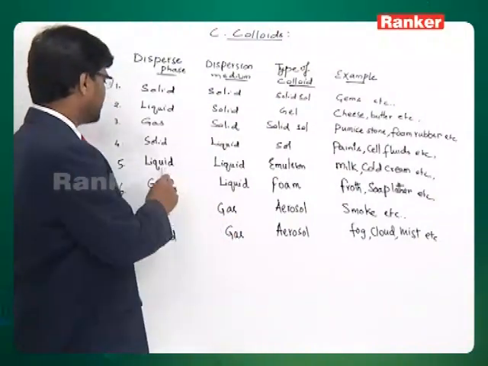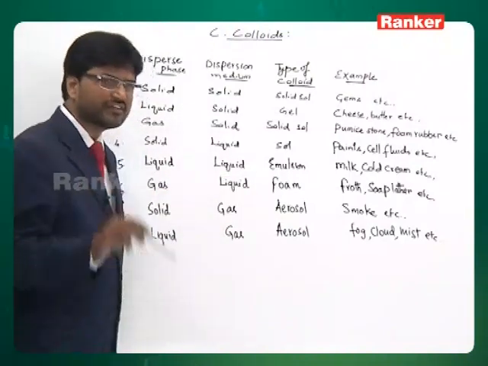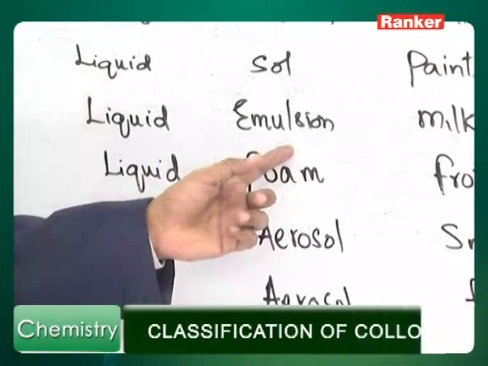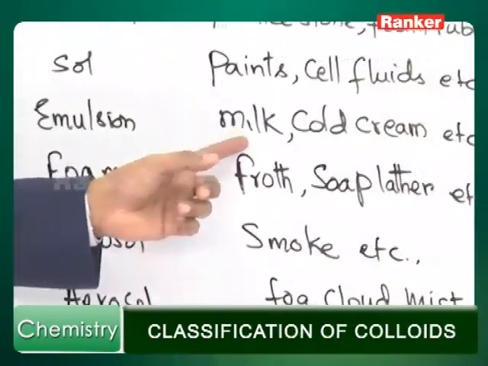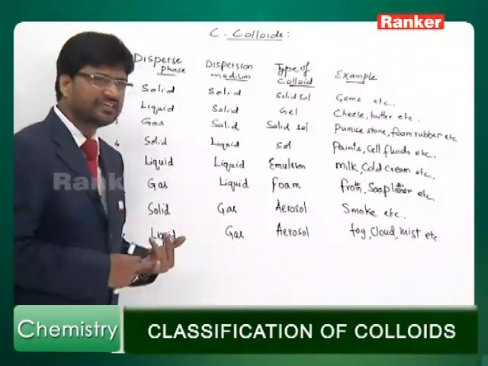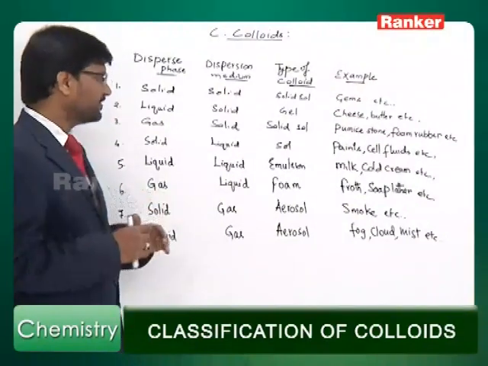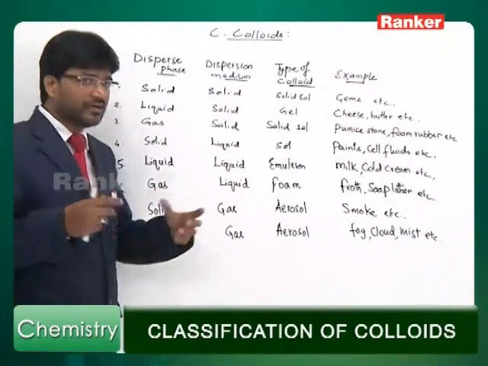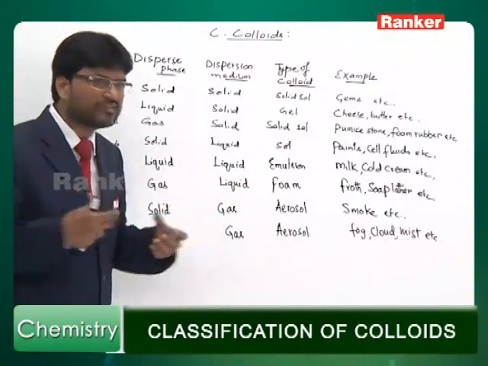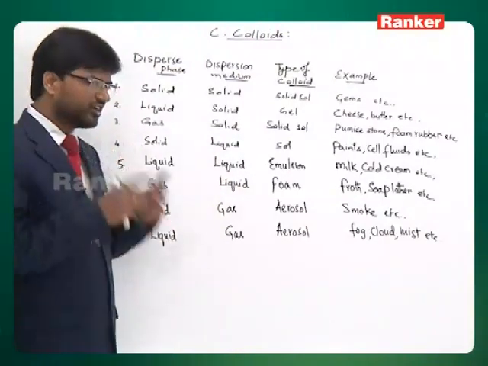Then you have liquid in liquid. This is a colloidal solution where both dispersed phase and dispersion medium are liquids. Such a colloidal solution is called emulsion. Milk is an emulsion. Cold creams are also taken as examples. Even grease, vanishing cream is also an emulsion. So, it is a case of liquid in liquid colloidal solution. Remember, this type of colloidal solution can be obtained by mixing two immiscible liquids. Two immiscible liquids on mixing give emulsion if you shake it thoroughly.